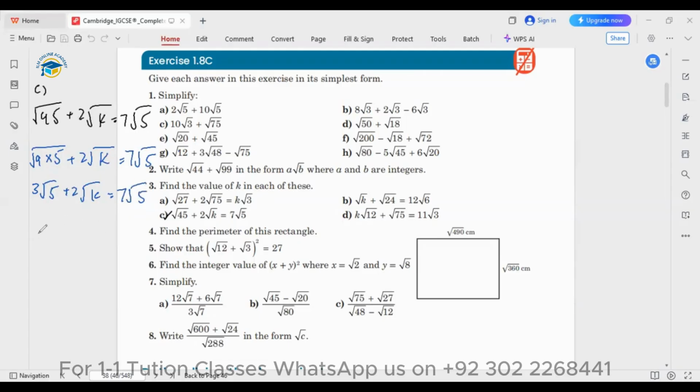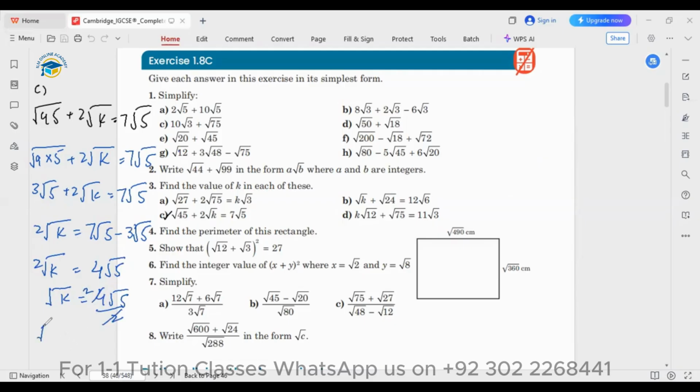Now bring your similar surds together, like we have 7 square root 5, and bringing this 3 square root 5 to the other side, this will be negative 3 square root 5. Okay, so 2 square root k equals 7 minus 3, which is 4 square root 5. So this 2 as well you can bring to the other side, it will be 4 square root 5 by 2. Simplify this.